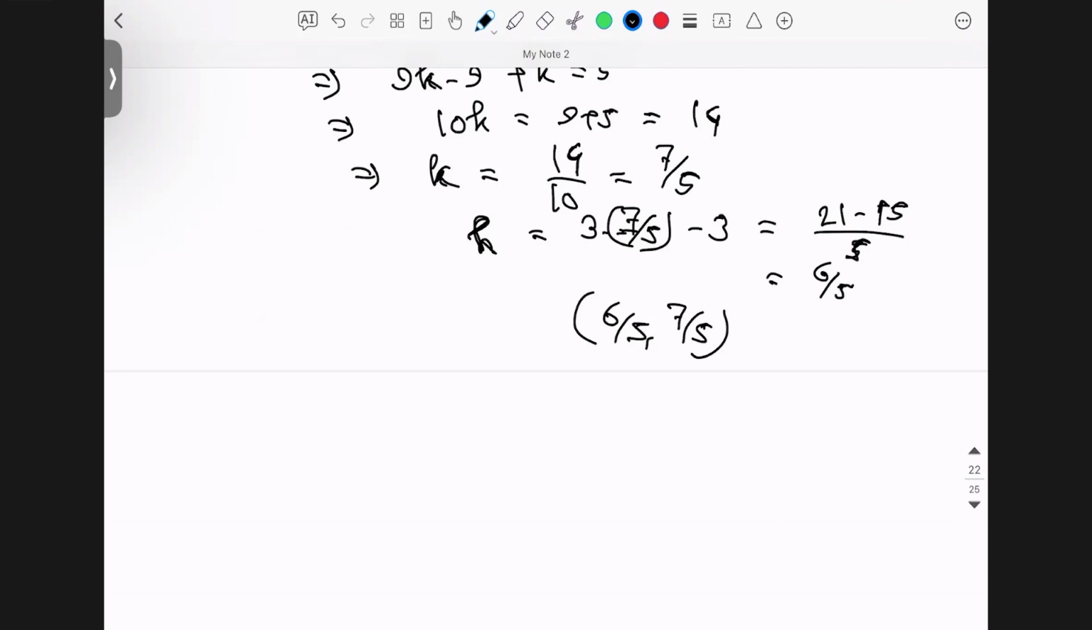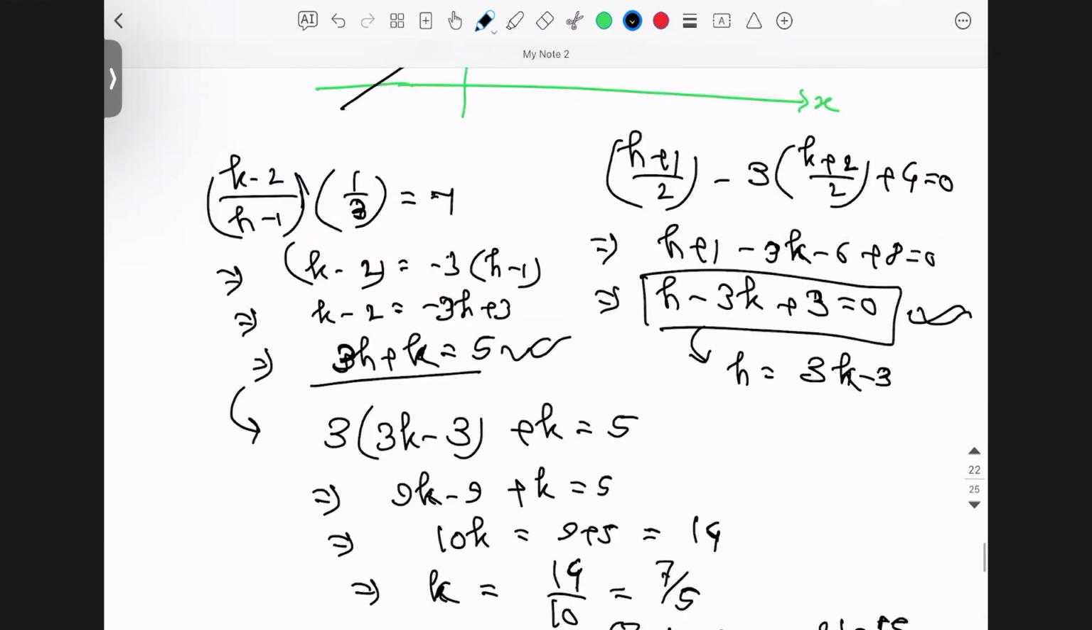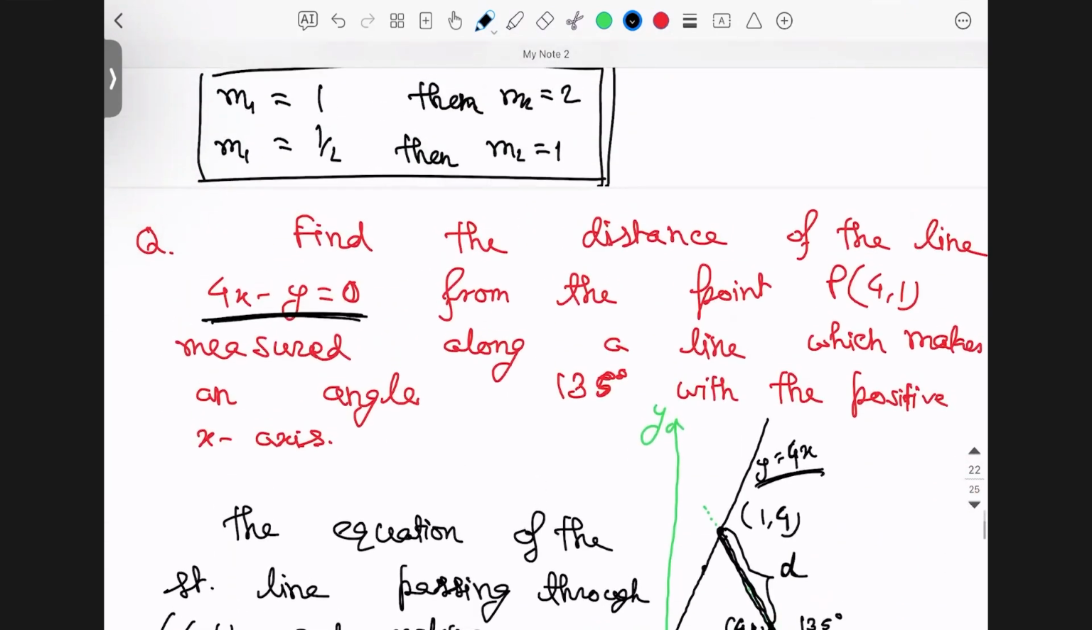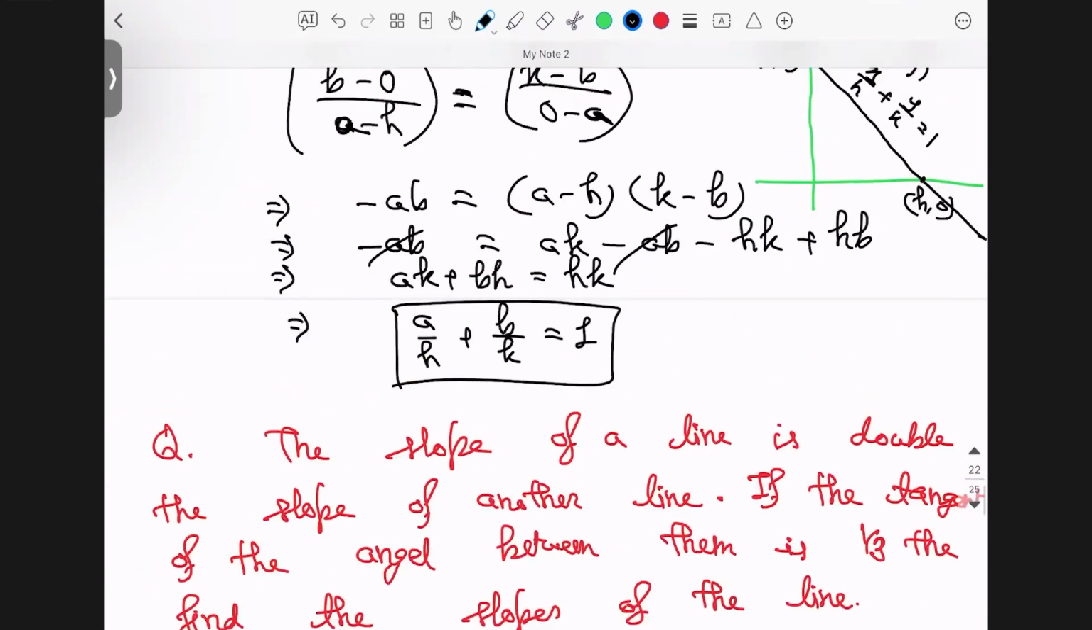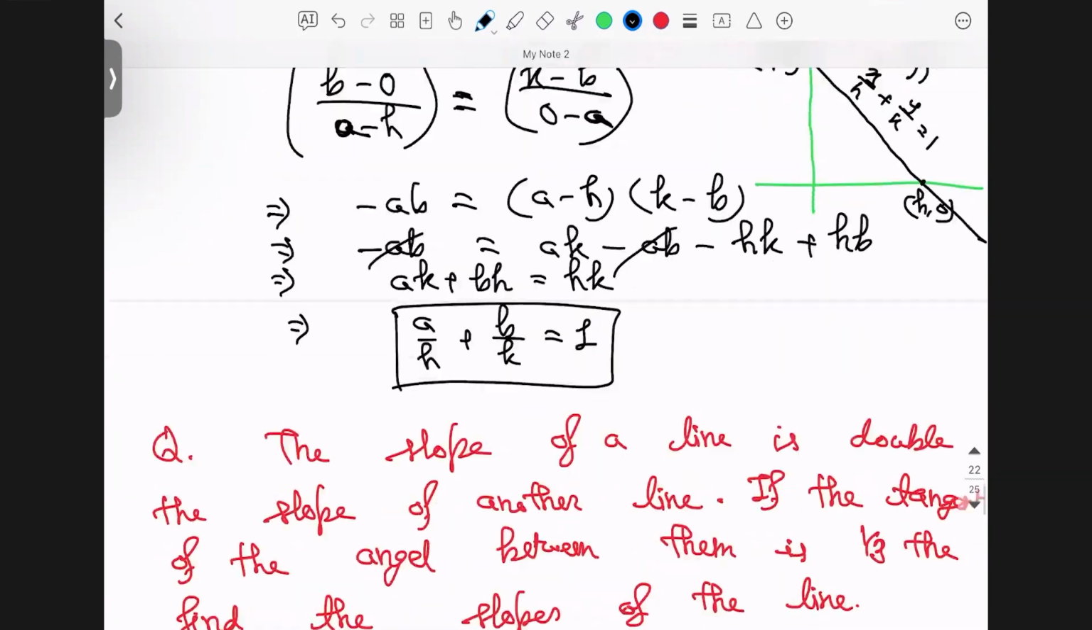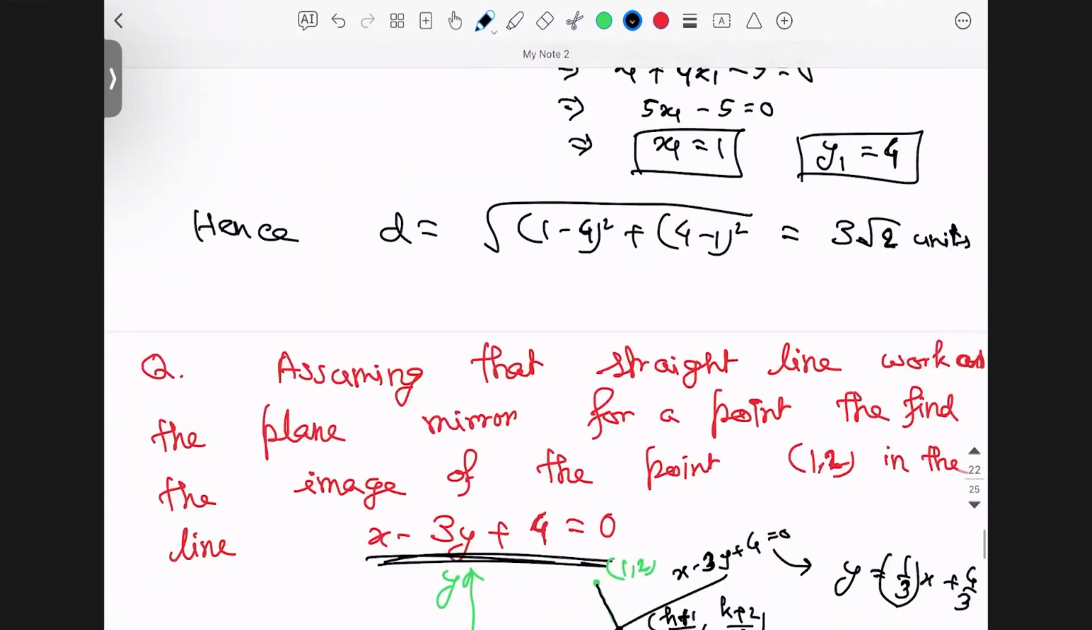So thus we can solve questions on straight lines, and we can use whatever concepts you have learned in this chapter, and using that you can get the answers easily. Okay, so let's stop at this.